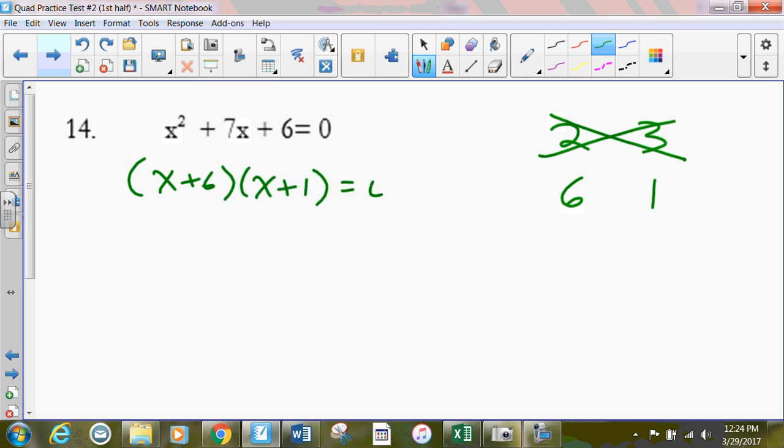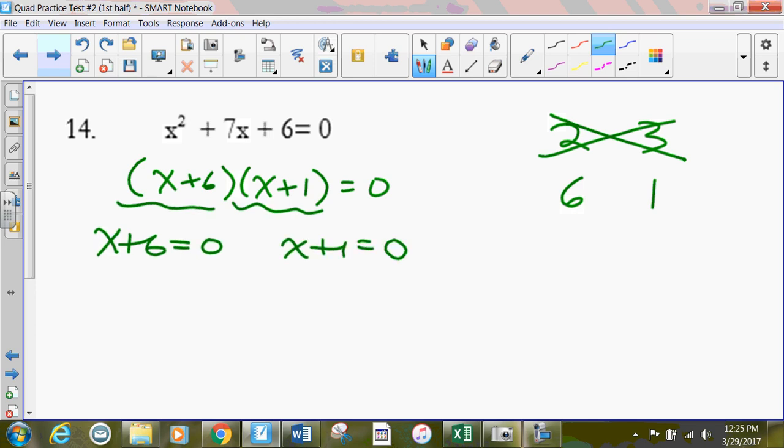Now, if we spent the time to do distributive property to what we just wrote, we would end up back with x squared plus 7x plus 6. So when we factor, we're just rewriting what we have in a different form so we can use it to solve our problem. And so we have something times something equals 0. So either x plus 6 equals 0 or x plus 1 equals 0. So we end up with either x is negative 6 or x is negative 1.